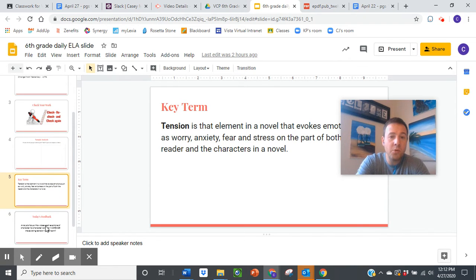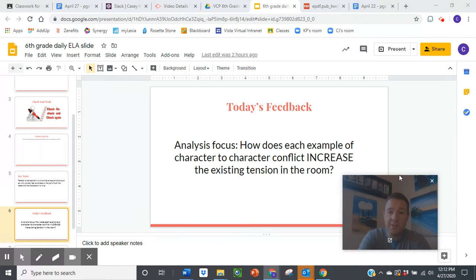Today, I think it's going to help you a lot, scholars, if here's your feedback for the day. On your analysis focus, ask yourself this question. How does each example of character-to-character conflict increase the existing tension in the room? So things are already tense. We know they're already tense because of how long this is taking, how hot it is in the room, how strongly characters are disagreeing with each other, right? So we know all of that stuff has already made the room tense.